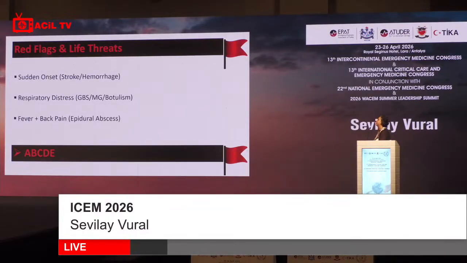My last slides right now, the important part: red flags for us should be sudden onset. The sudden onset should warn us about stroke or hemorrhage. If there is respiratory distress in our weak patient, we always have to consider or exclude Guillain-Barré syndrome, myasthenia gravis, or botulism. If you have fever and back pain, you always have to exclude epidural abscess in these patients.